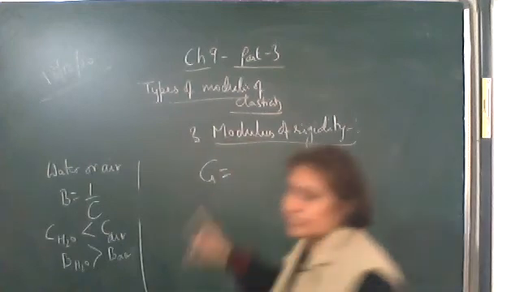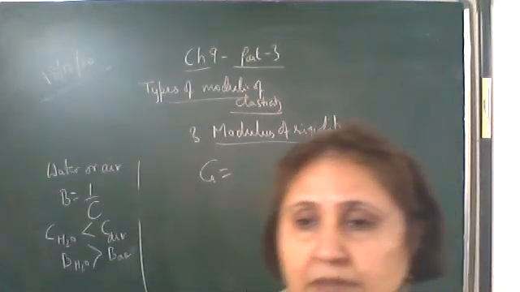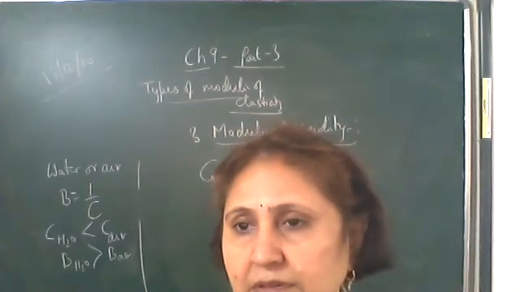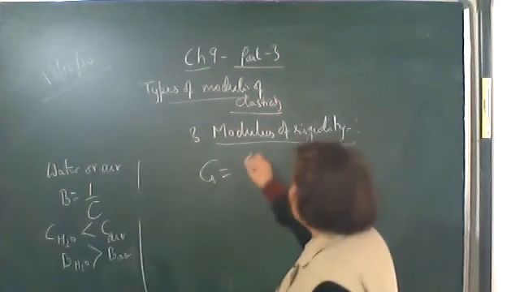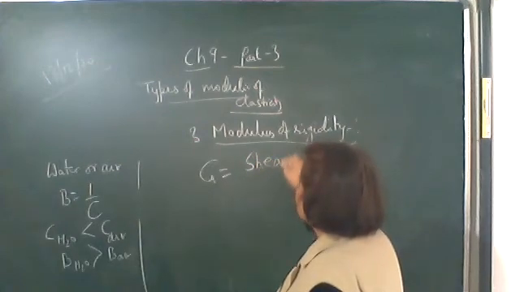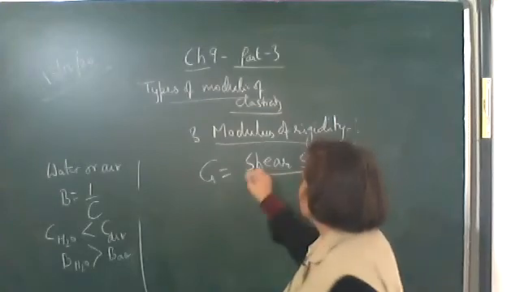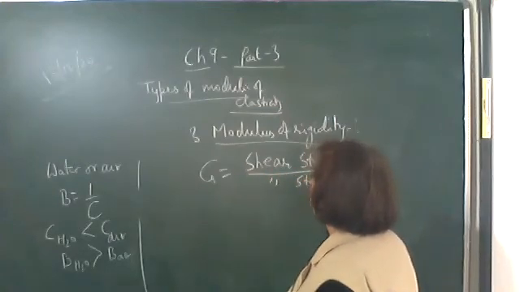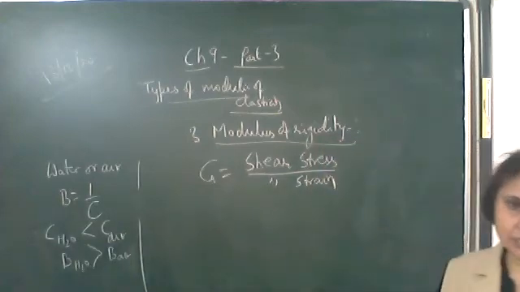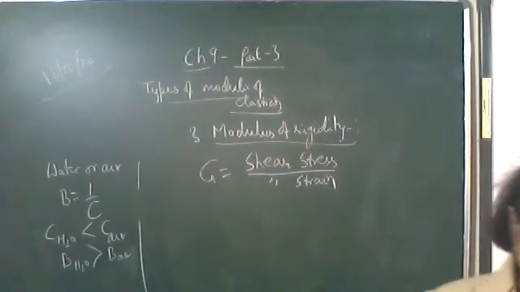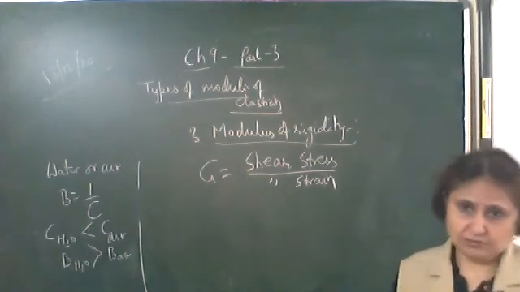Write down, it is defined as the ratio of shear stress to shear strain. The ratio of shear stress to shear strain, we call it the modulus of rigidity, which we denote by capital G.